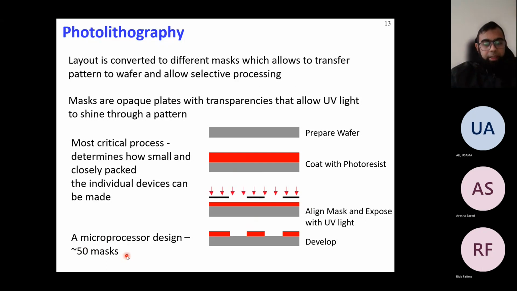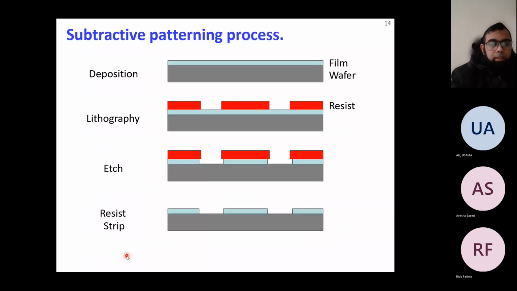So even a single mistake in any of the steps will be catastrophic for the full process, and lead to a loss of millions of dollars, because you can understand how precise this is. That's what I was telling you, subtractive patterning. So whatever part is exposed becomes hard, and the other parts will be removed.